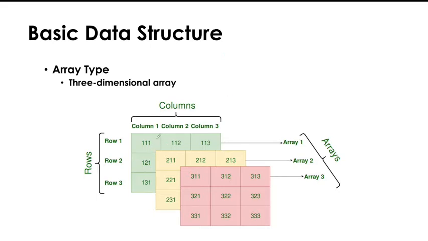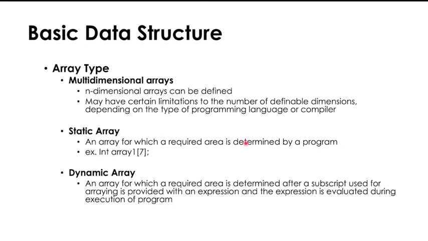Alright, then next the last type of array is the multidimensional array, which are n-dimensional arrays that can be defined. These may have certain limitations to the number of definable dimensions depending on the type of programming language or compiler. For example, we're going to be using C. I don't think C has multidimensional arrays. Maybe I'm wrong, but as far as I can remember, it only goes up to 3. So there might be limitations, but in Java, I think it supports multidimensional arrays.